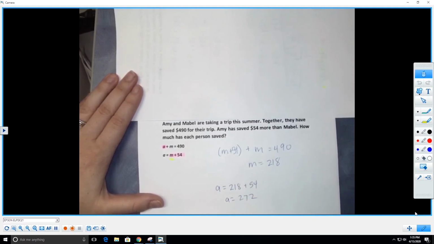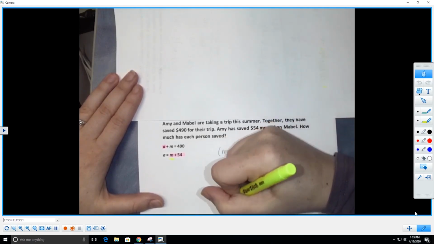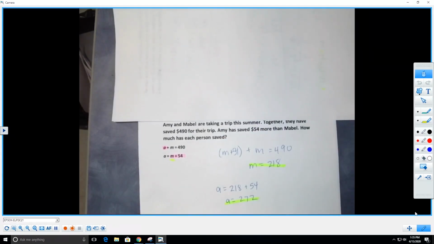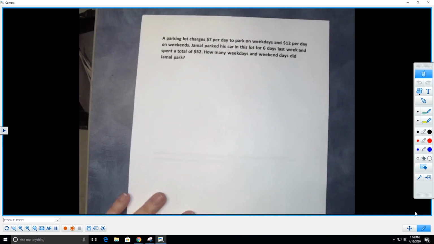So what this means is that Amy has saved $272 while Mabel has saved $218. Now, here's one more for you to try mostly on your own. If you have a calculator and want to use it to check your work, that is okay. All right, here we go.